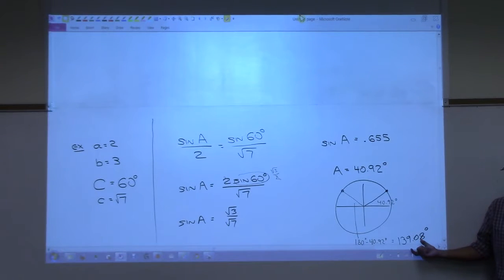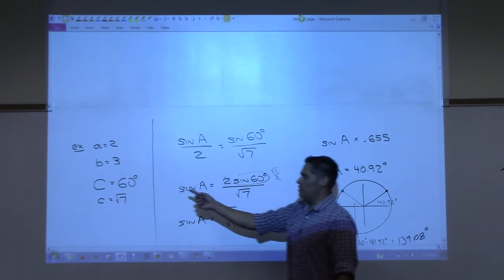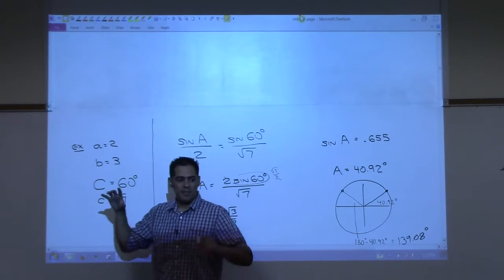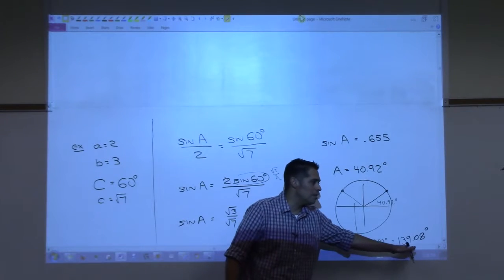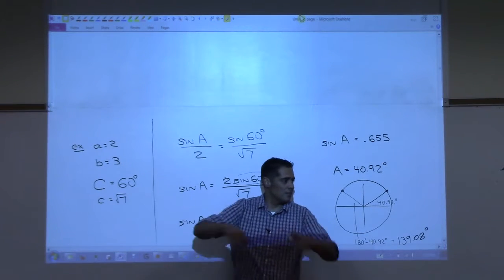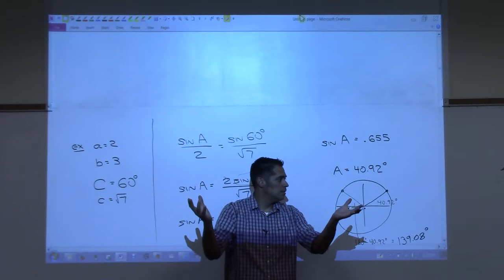So should we consider this? Yes. We should consider it, and then don't consider it. Why? Because angle C is 60, right? And the sum of all the angles has to be 180. So it's impossible for this to be 139 because angle C was 60. You're already past 180.